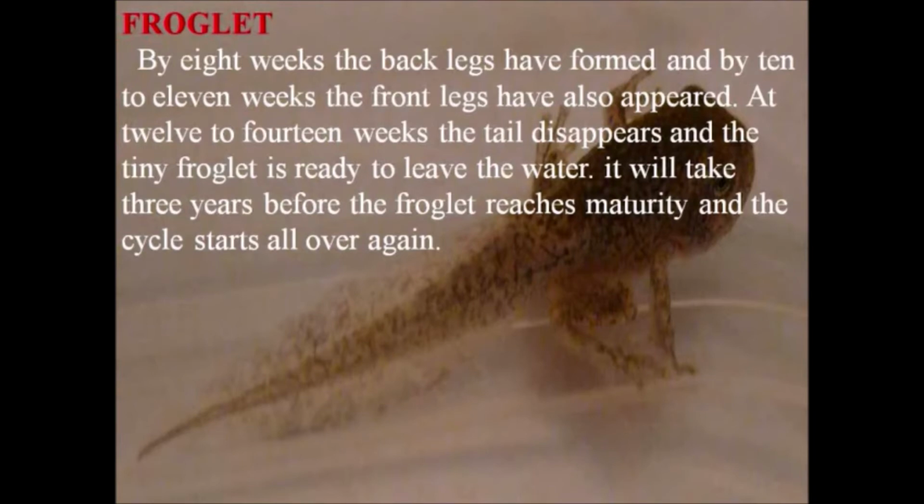Froglet. By 8 weeks the back legs have formed, and by 10 to 11 weeks the front legs have also appeared. At 12 to 14 weeks the tail disappears and the tiny froglet is ready to leave the water. It will take 3 years before the froglet reaches maturity and the cycle starts all over again.